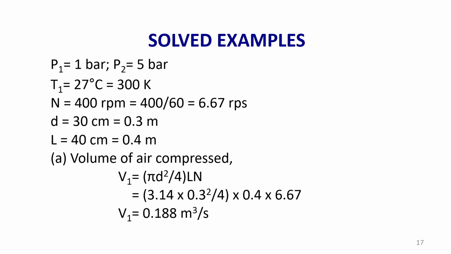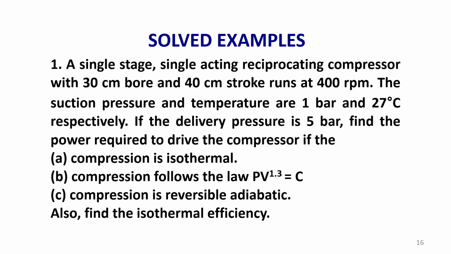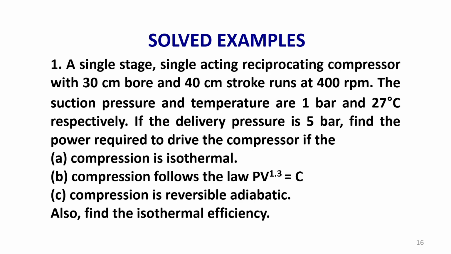It is very simple. You have to find out the power required to drive the compressor if the process is isothermal, that is PV equal to constant; if the compression follows the law PV^1.3, it is not 1.4, so n is equal to 1.3, PV^n equal to constant, that is a polytropic process; and if it is reversible adiabatic, that is isentropic.